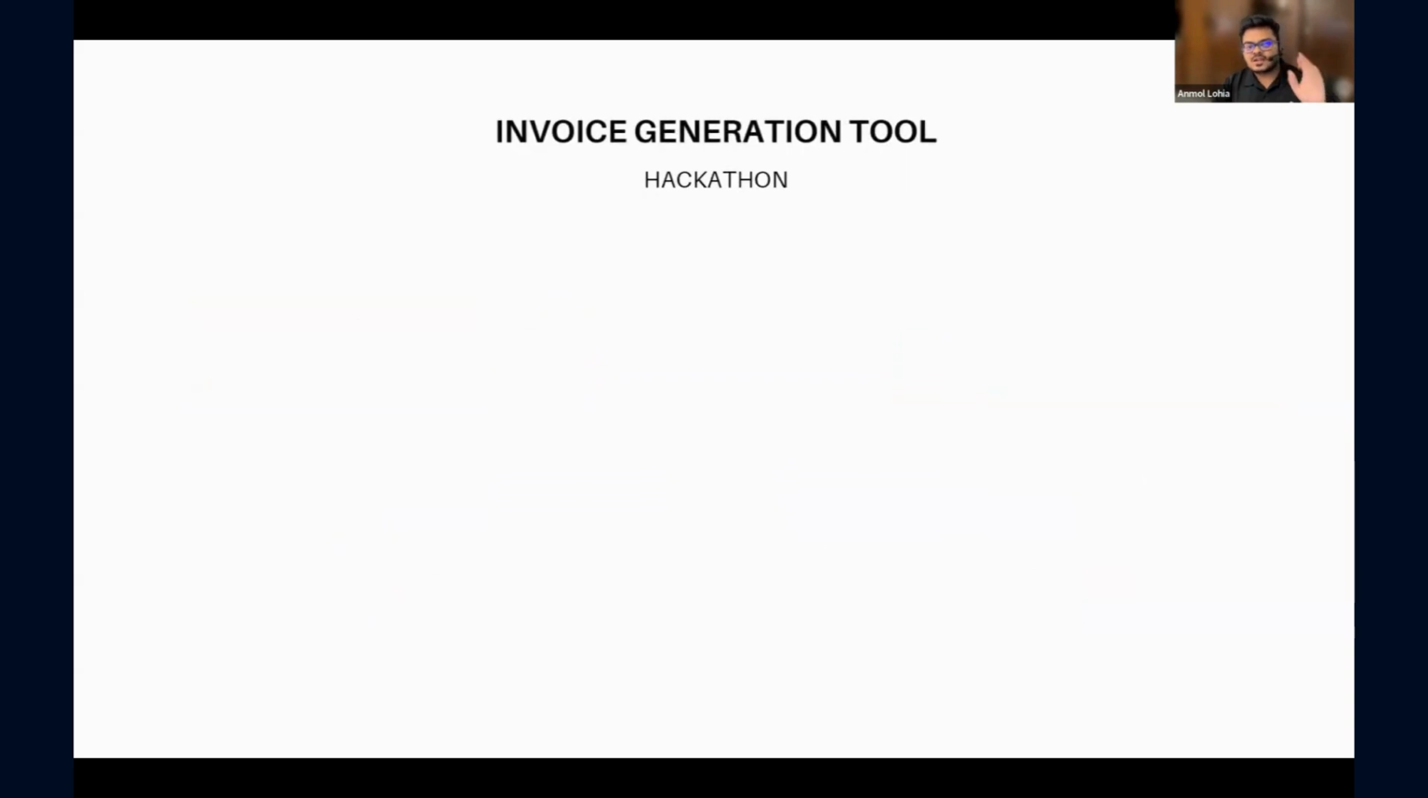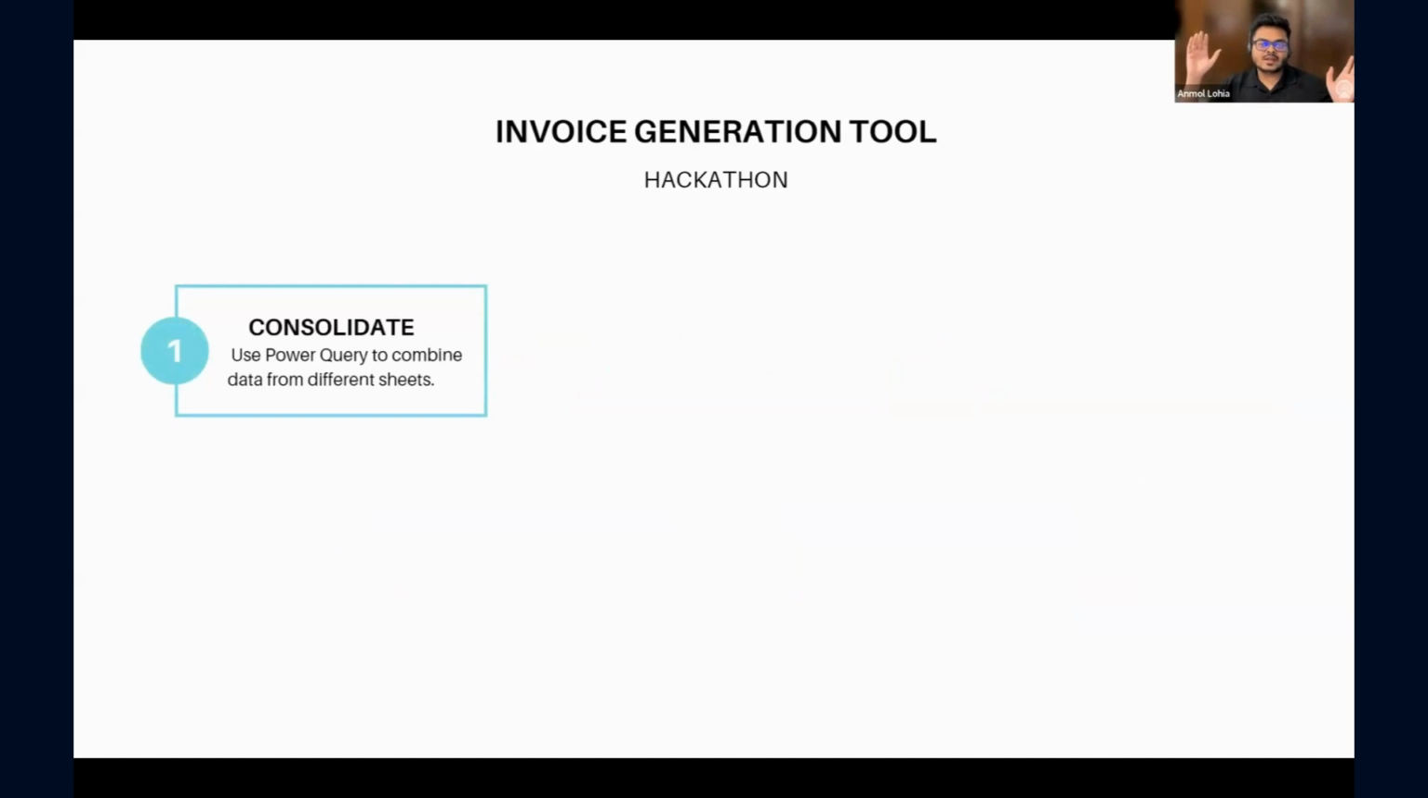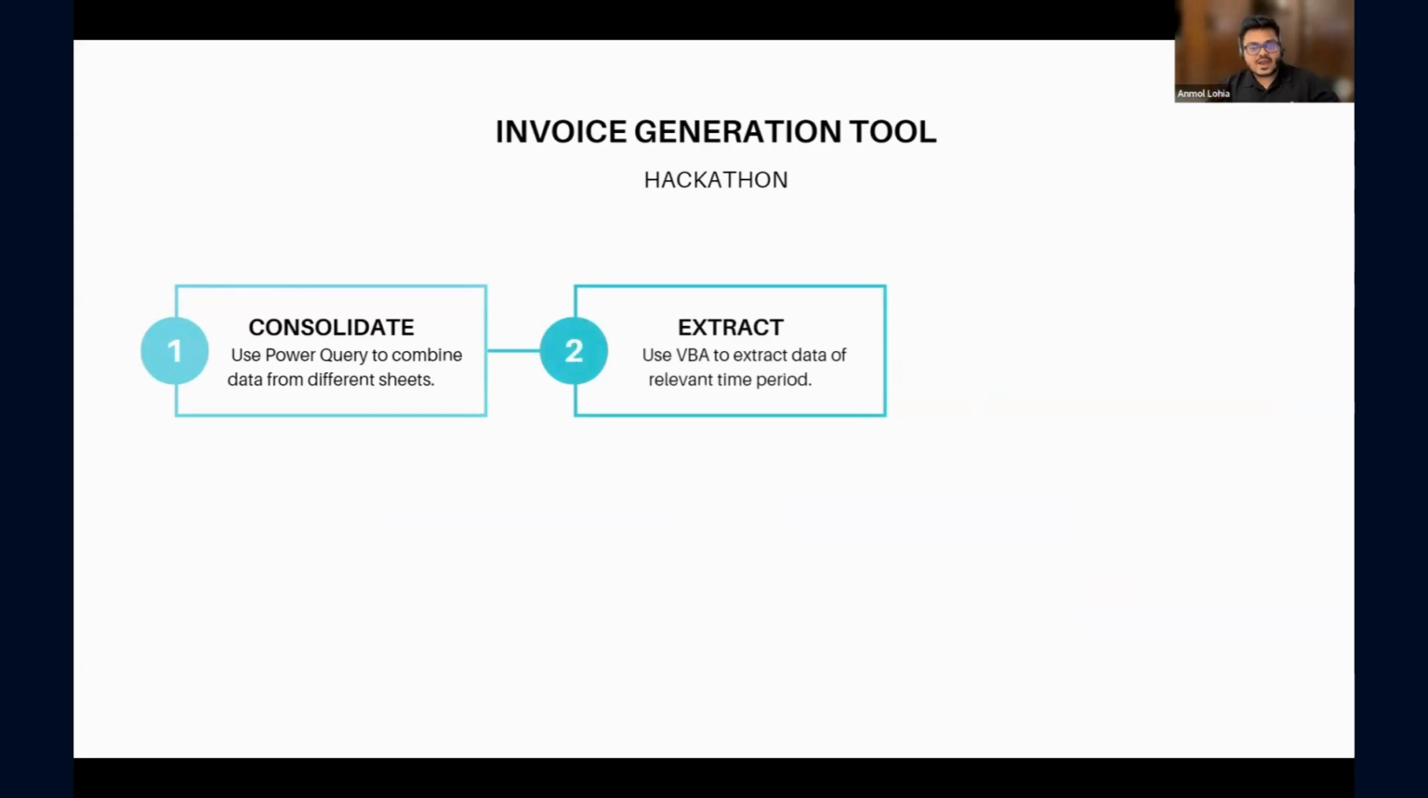So this is an invoice generation tool. What this will do is automate the entire consolidation process. Whenever anybody uploads that particular Excel file in the OneDrive, it gets consolidated in one single Excel sheet. I will be using Power Query for that. We will be able to extract the data for whatever date range we need, which we will be seeing.